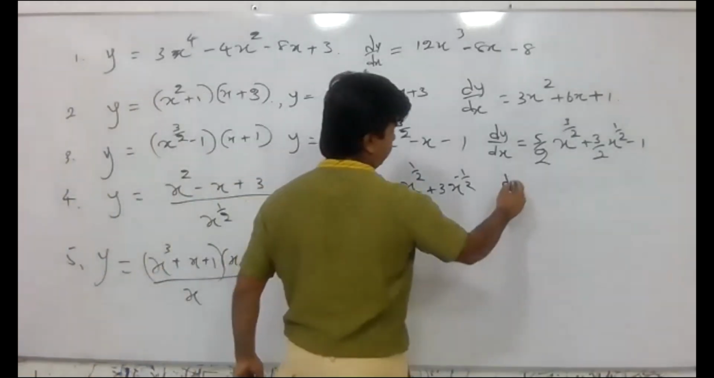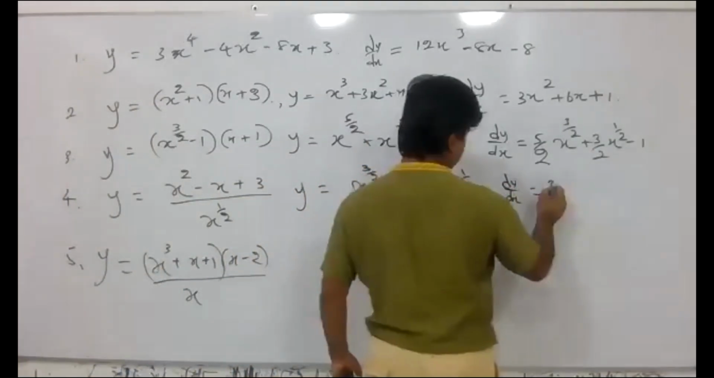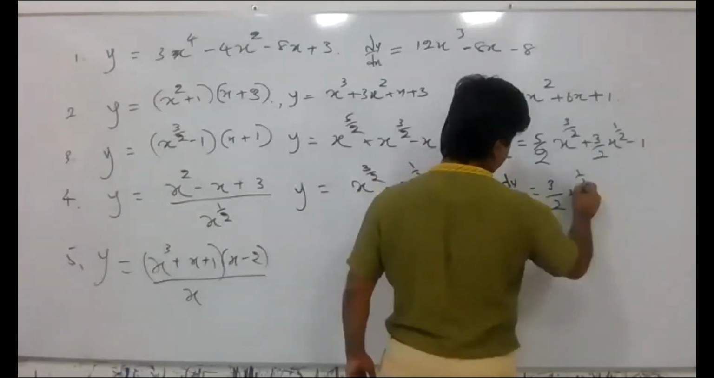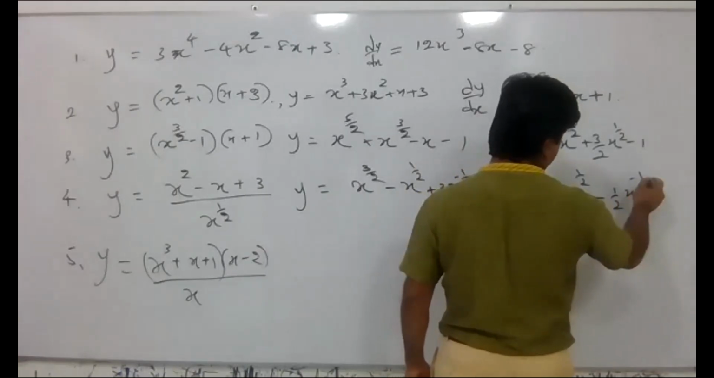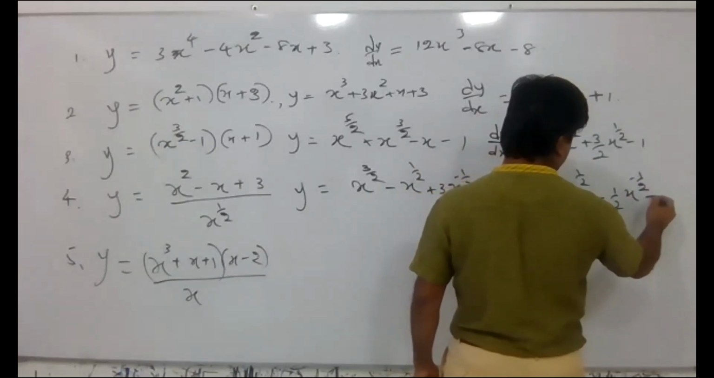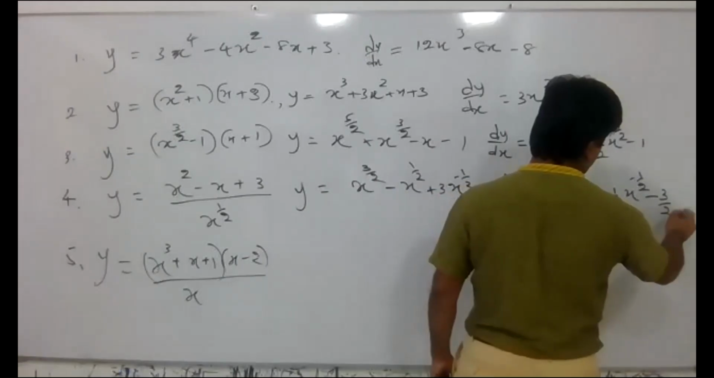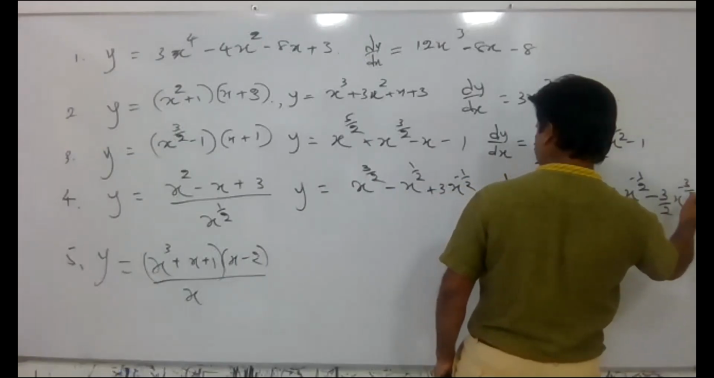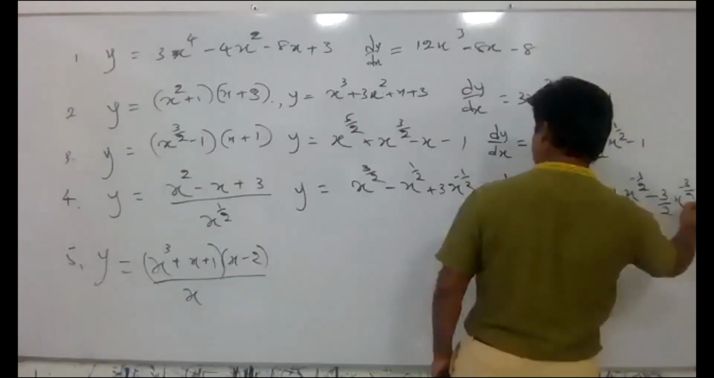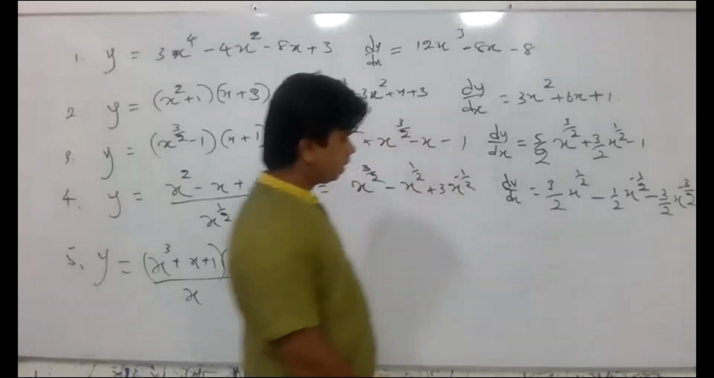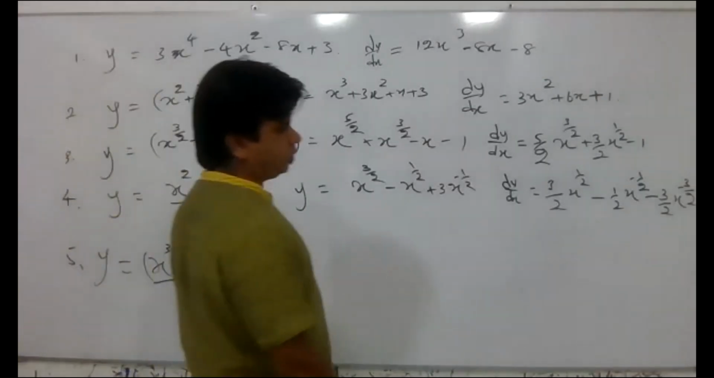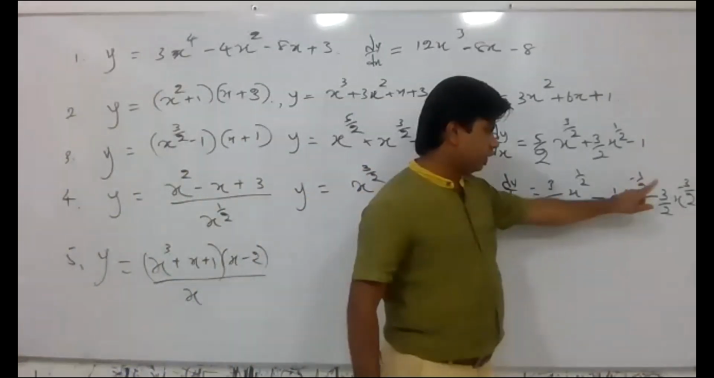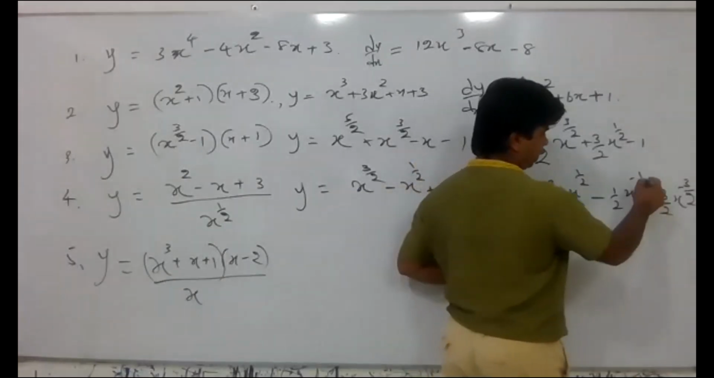Then dy by dx will be, right, actually 3 over 2 x to the power half and minus half x to the power minus half and then minus 3 over 2 x to the power minus 3 over 2. Clear? You'll be having like this, right? If you want, you can write in positive powers also, but when you have rational numbers, it is not a must like this. Clear?